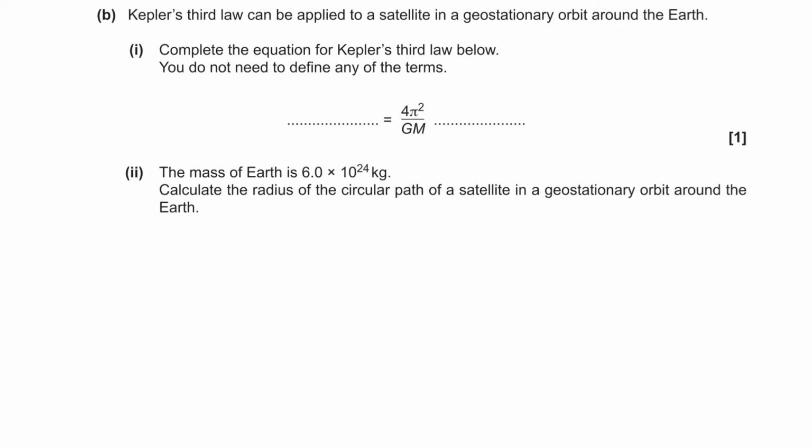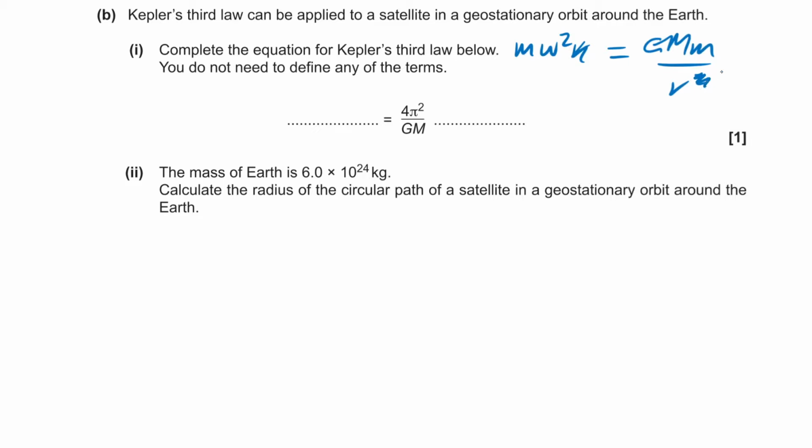B, Kepler's third law can be applied to a satellite, blah, blah, blah. Complete the equations for Kepler's third law below, you do not need to define any of the terms. Well, we know that m omega squared r, because when it comes to Kepler's law, we're talking about time periods, so we need the angular speed version of the centripetal force equation, equals GM over r squared.